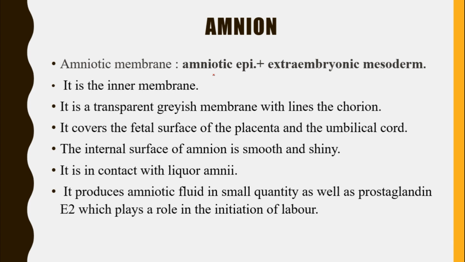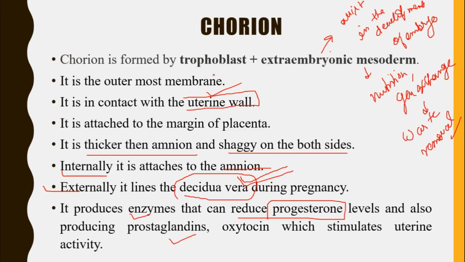Okay, amniotic epithelium is a form of stem cells extracted from the lining of the inner membranes of the placenta. The inner membrane of the placenta is where it is extracted from, and it is called amniotic epithelium. The amnion layer is made up of amniotic epithelium and extraembryonic mesoderm together. The chorion was made up of trophoblast plus extraembryonic mesoderm, okay.